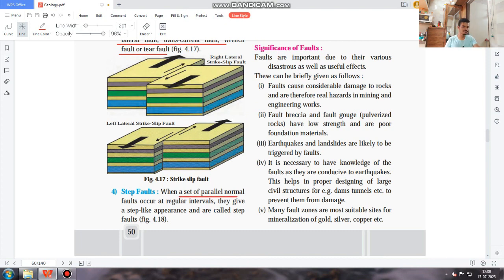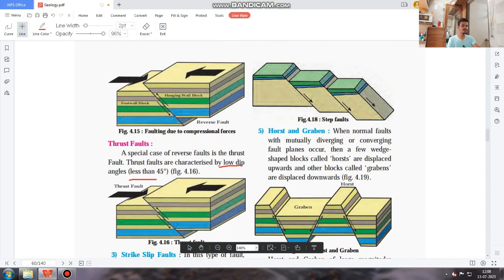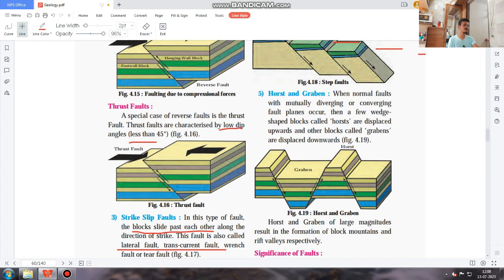Step fault. Step fault is a set of parallel normal faults giving a regular step-like appearance. You see, down, down, down, down, and so on. Step-like appearance is called step fault.